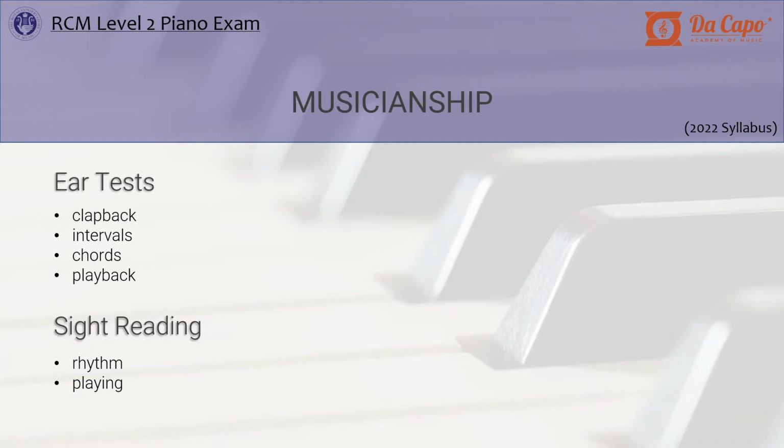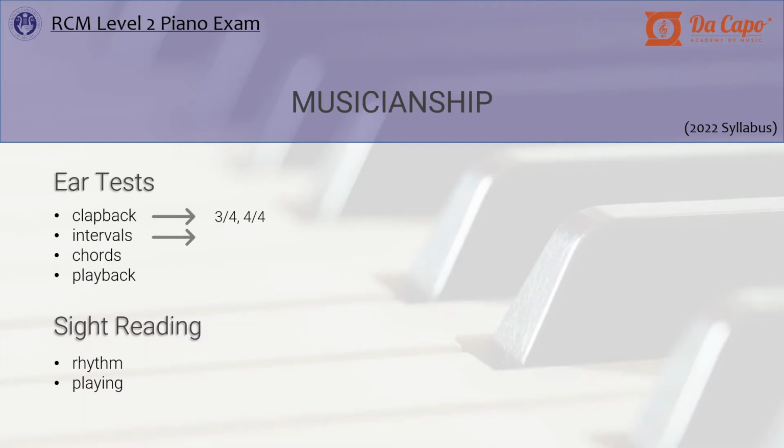This is what does change a little bit here. So for example, for the clapback, our two possible time signatures now are 3/4 or 4/4. Now if you remember, the clapback is where the examiner plays a short melody and the student has to clap it back or clap the rhythm back as accurately as possible.